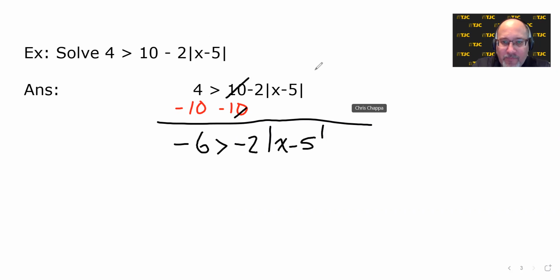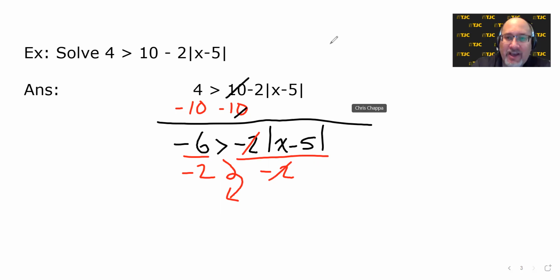x minus 5. Getting closer to isolating the absolute value, we need to get rid of the -2 that's multiplied by dividing both sides by -2. That will give us the ability to cancel the -2s on the absolute value, but this is one of the moves that invokes the sign getting reversed. So the sign is going to turn around and become a less than. On the left side, we have -6 divided by -2, which is 3. And on the right side, we're left with the absolute value of x minus 5.